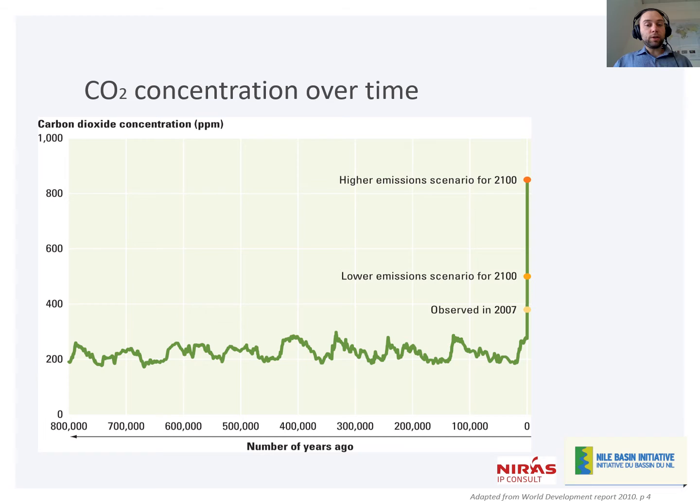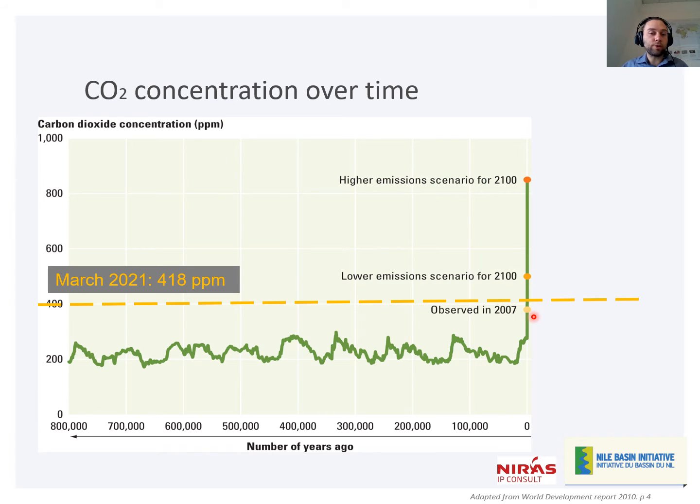And as you see, carbon dioxide has not always had the same concentration over time in our planet's history. As you can see, the concentration varied between 180 parts per million and maybe 300 parts per million over the last 800,000 years. And that's a normal variation. But in the last decades, this concentration has dramatically increased to 480 parts per million in March 2021.